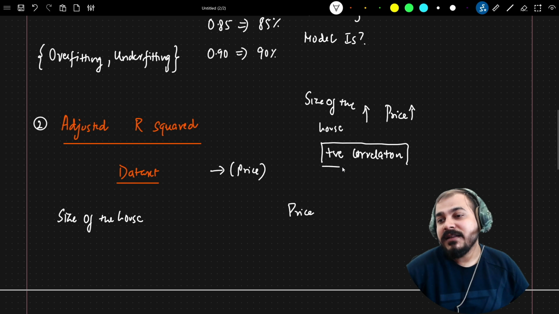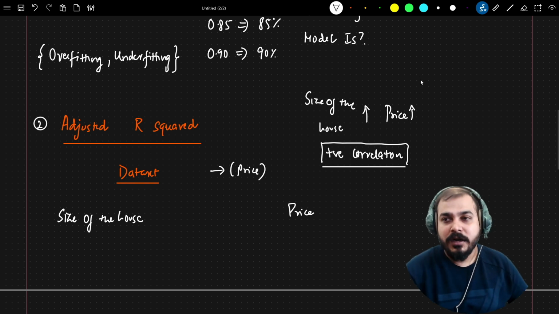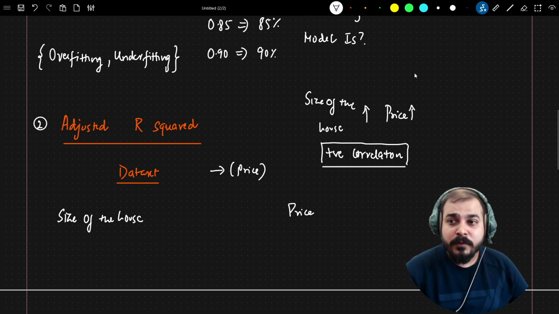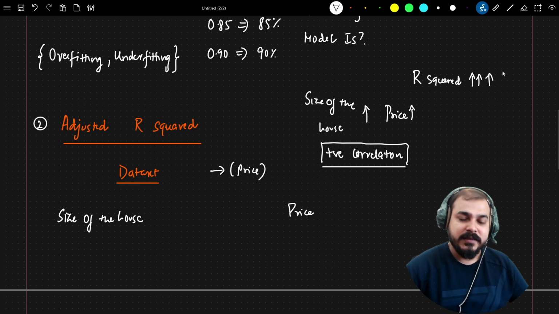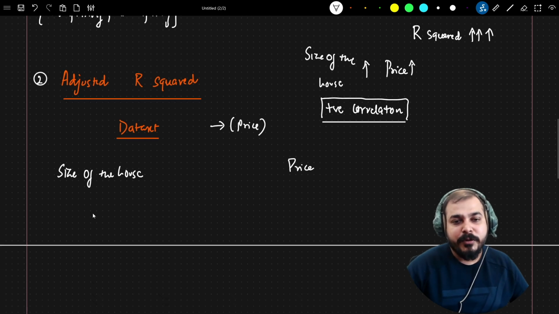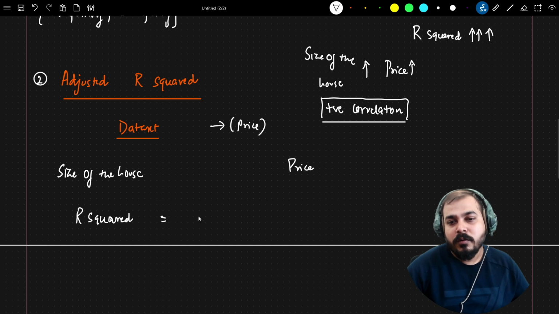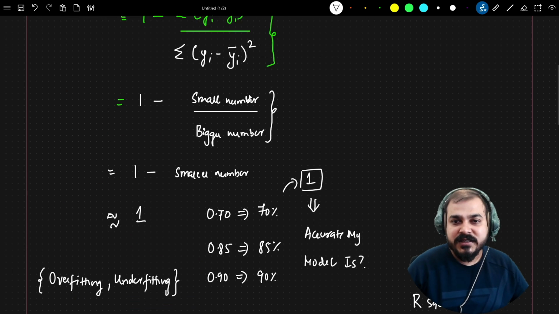So when we have a good positive correlation in this particular case, my R squared value probably increases. Now, let's say that using these two features, I have computed my R squared value and it came to somewhere around 75%. Let's say 75% is nothing but 0.75, with the help of the same formula.